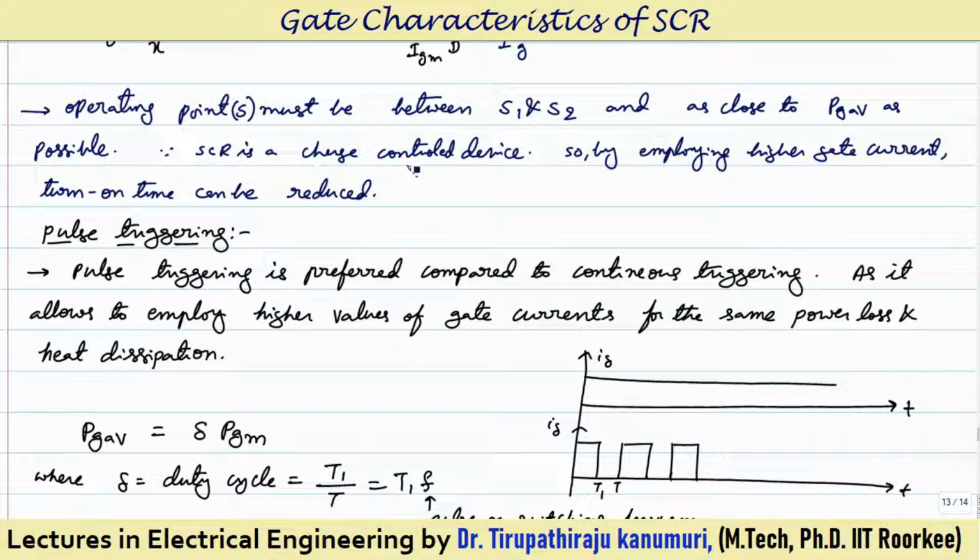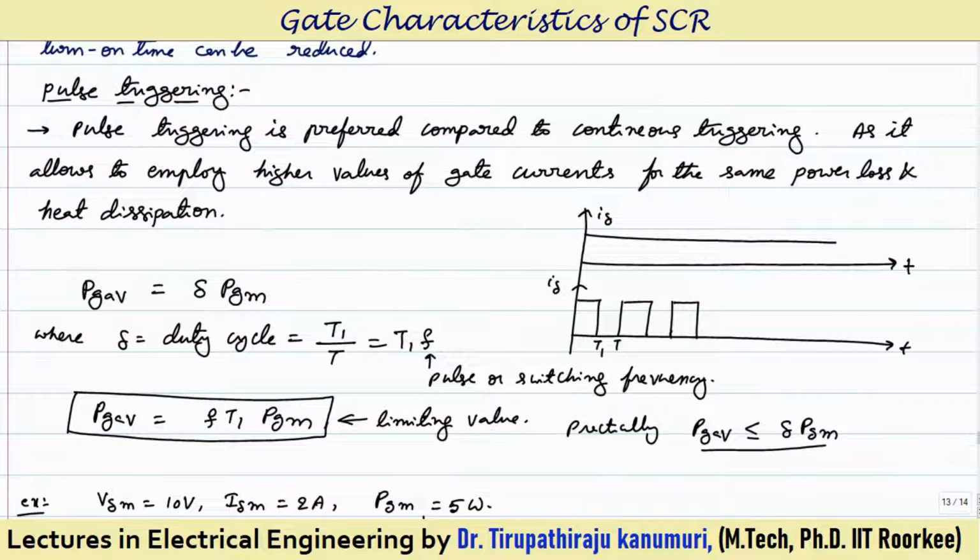Since the SCR is a charge control device, by employing a higher gate current, turn on time can be reduced. So in order to increase the maximum value of the current, the turn on time can be decreased. So instead of going for continuous current, when the power loss will be equal to the voltage VG multiplied by IG, what we will go for is pulse triggering. That means we will apply a series of pulses.